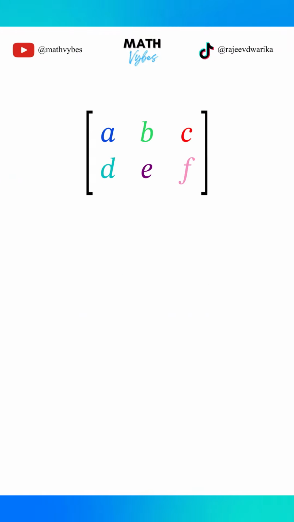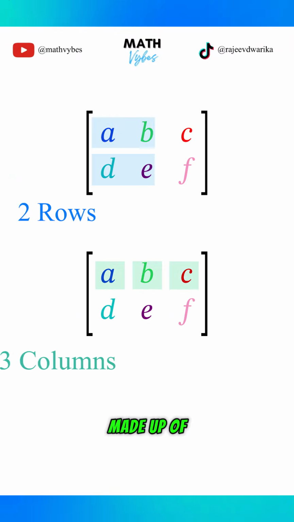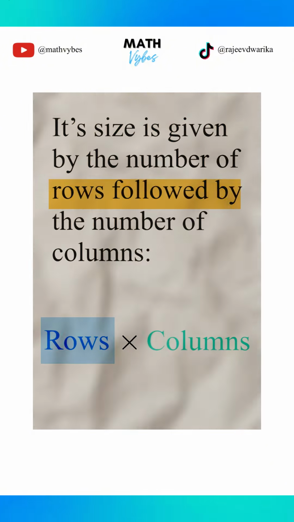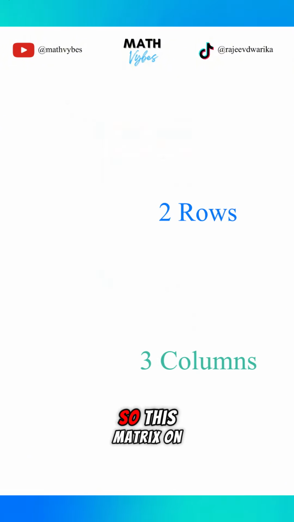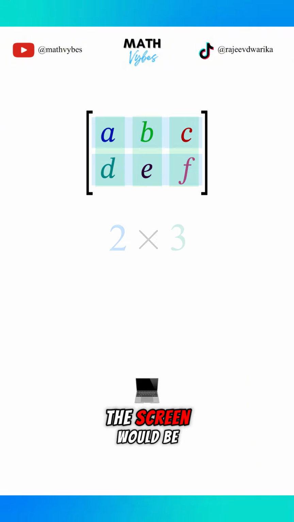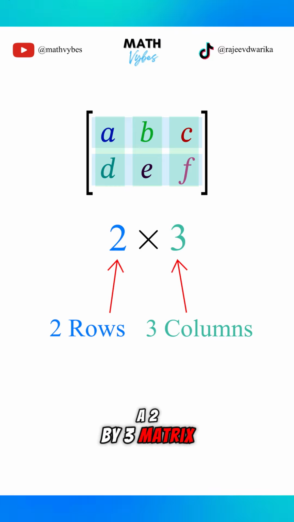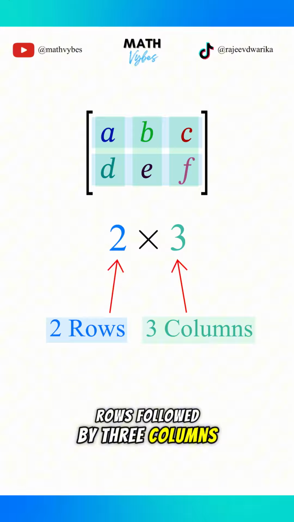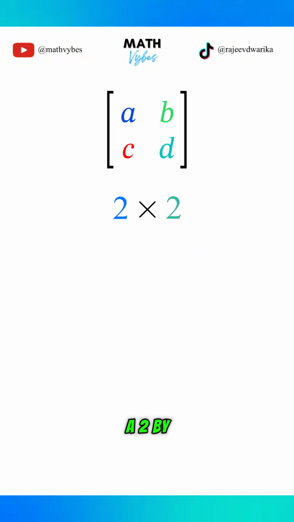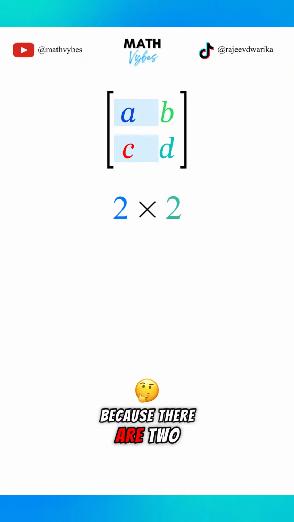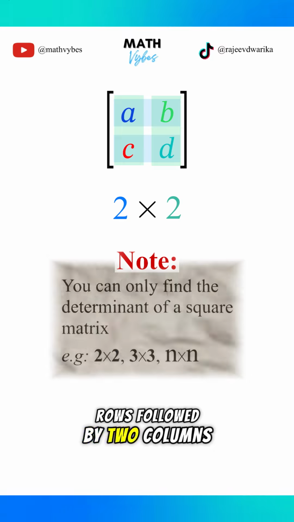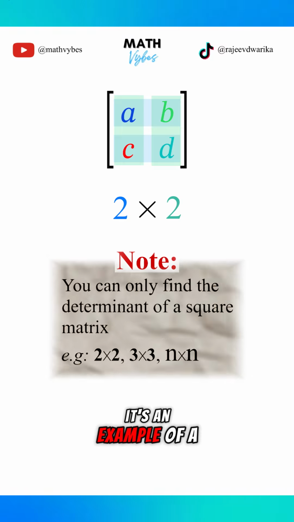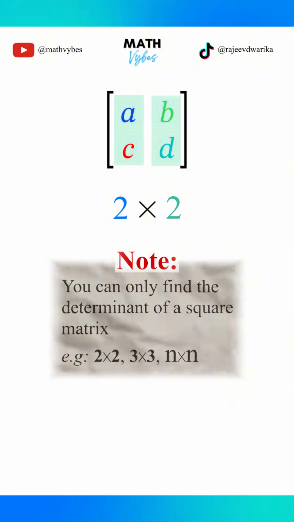Matrices! A matrix is made up of rows and columns, and its size is given by the number of rows followed by the number of columns. So this matrix on the screen would be a 2 by 3 matrix because there are 2 rows followed by 3 columns. This would be a 2 by 2 matrix because there are 2 rows followed by 2 columns. Since the rows and columns are the same, it's an example of a square matrix.